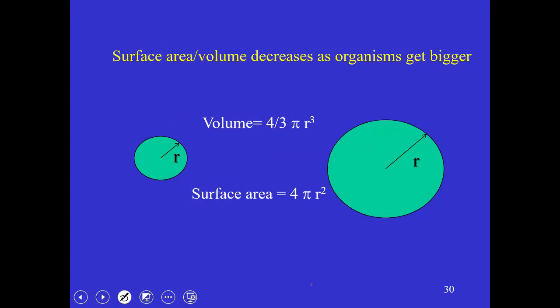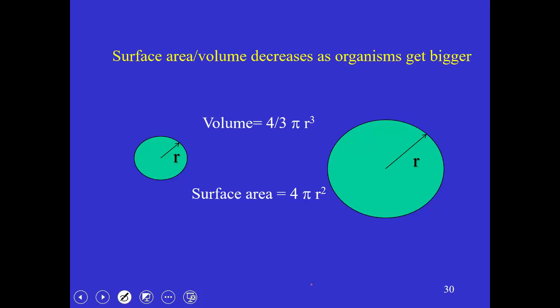So why is it good to be small if you want to take up a dissolved compound? Well, it's because you have more surface area compared to your volume. Now, the absolute amount of surface area is bigger for a bigger organism, but that surface area has to do much more work, so to speak, for a larger organism.